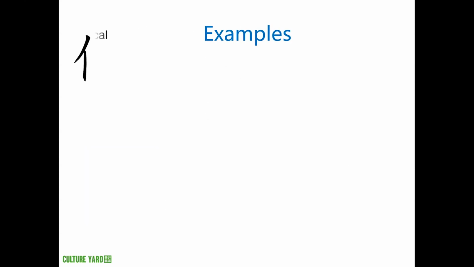Let me give you some examples. Okay, this is a person radical. When we write person, the whole character is like this, as a radical it becomes slimmer.